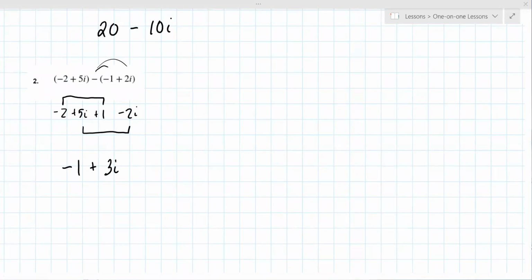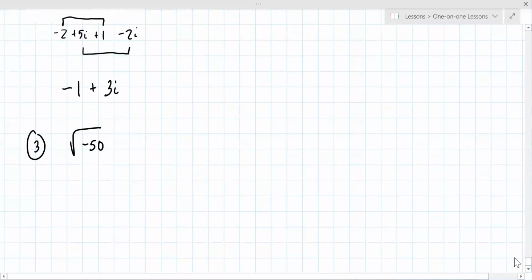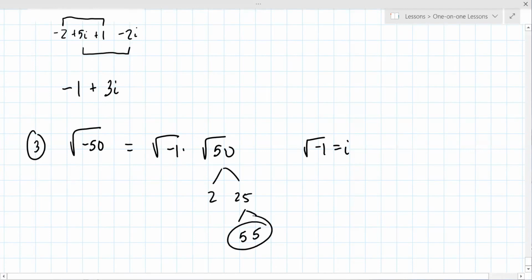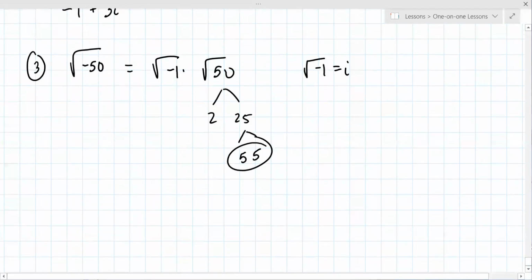All right, on to number 3. Number 3 is the square root of -50. So we know that this is the square root of -1 times the square root of 50, and the square root of -1 is i. Okay, so that part's taken care of. We know there's an i in the answer. The square root of 50, we break up into a factor tree, prime factorization here. So there's two 5s. You can pull a 5 out. The 2 stays on the inside. You end up getting 5i square root of 2, because that's what's left over.